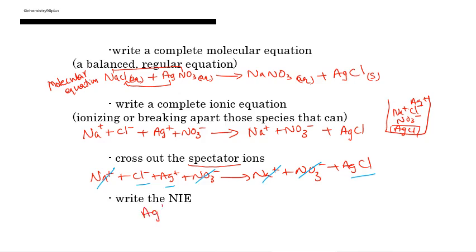So that is, we have Ag plus and Cl minus on the left side of the arrow mark, and on the right side we have AgCl solid. So this is called the net ionic equation. Okay, so these are the three steps we are following when we write the net ionic equation.